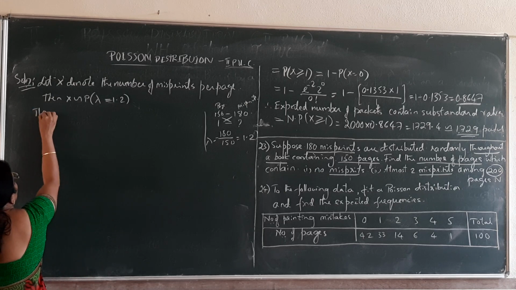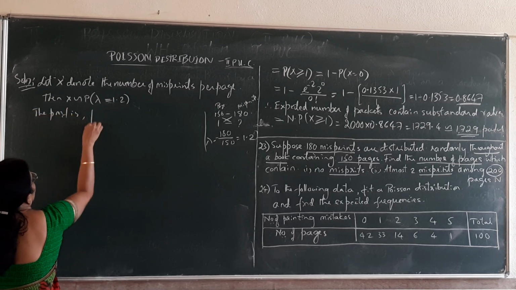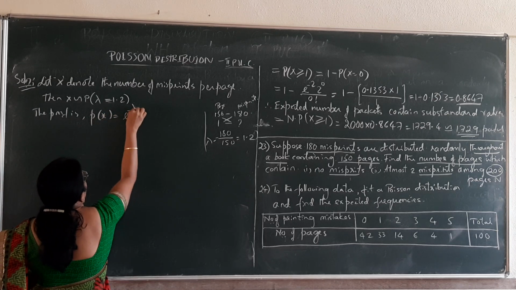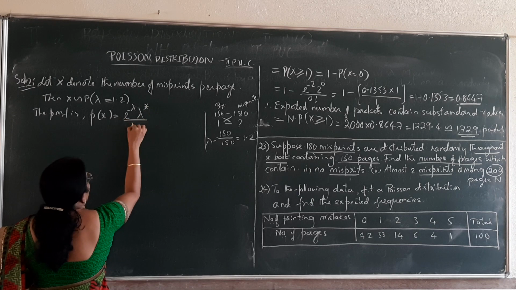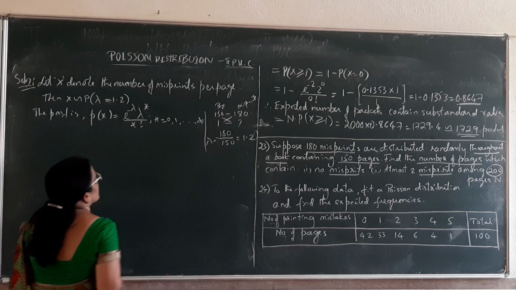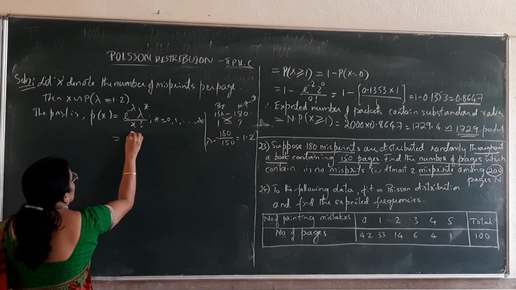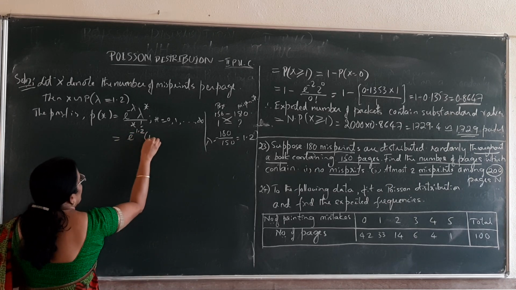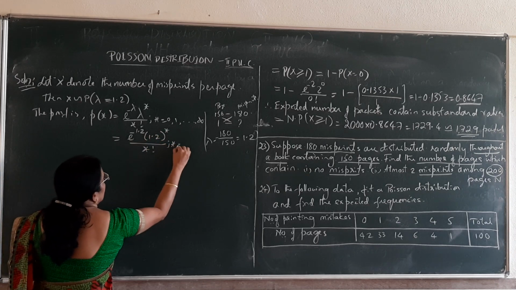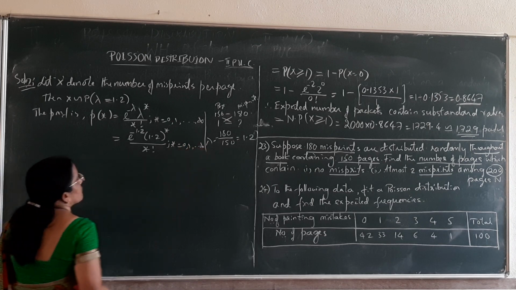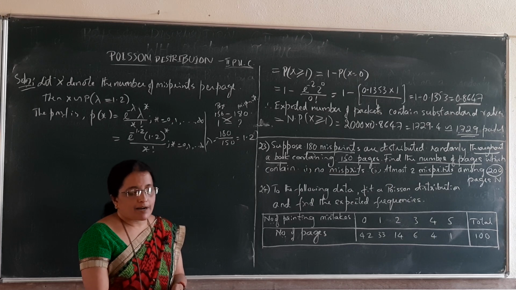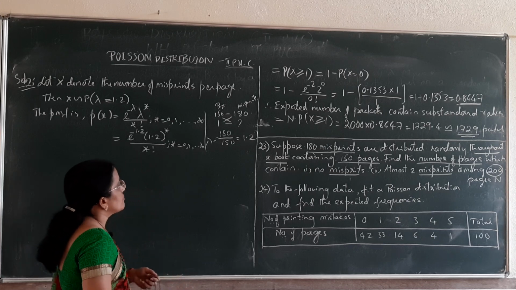Next, the probability mass function is given by P of x is equal to e power minus lambda, lambda power x, divided by x factorial, where x is equal to 0, 1, 2 up to infinity, which is equal to e power minus 1.2, 1.2 power x, divided by x factorial, x is equal to 0, 1, 2 up to infinity. Now I got the probability mass function. Next, let us solve the first question.